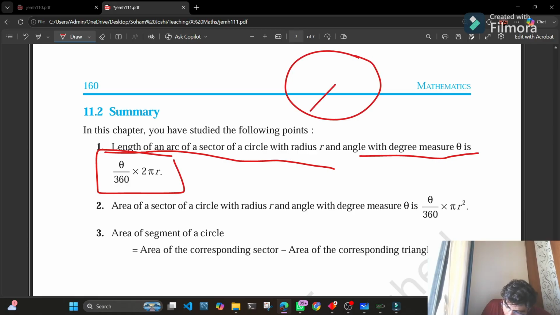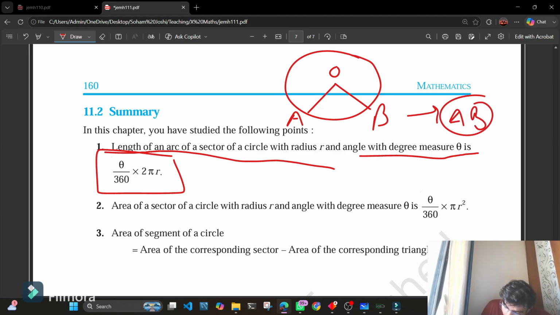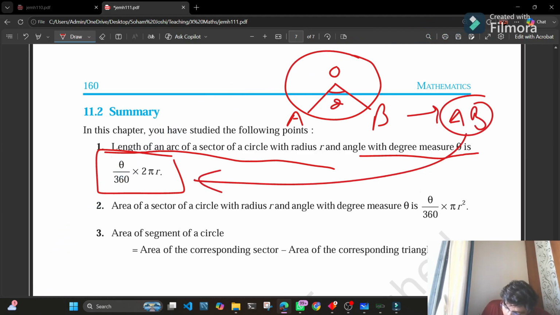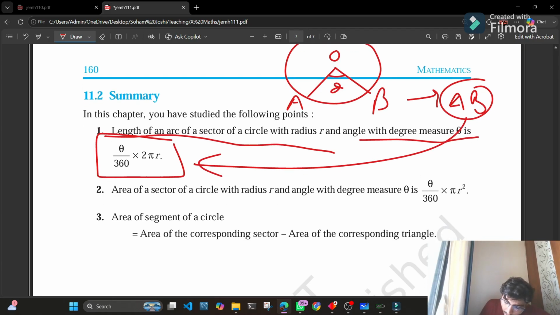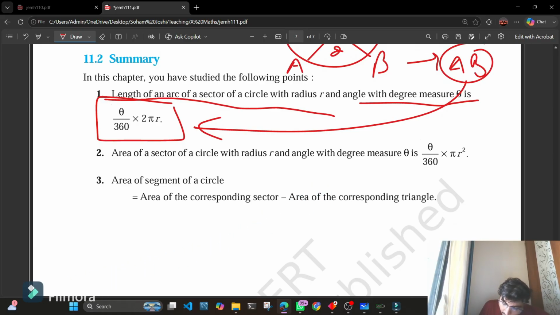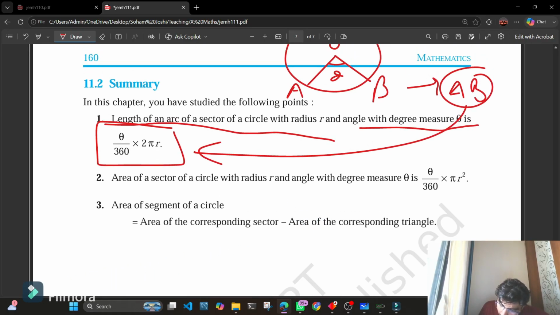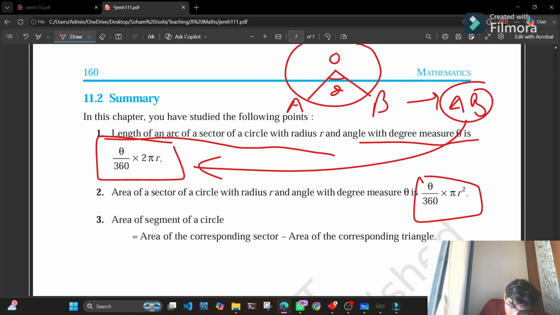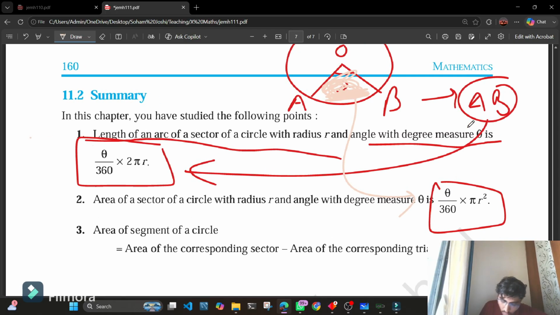Let us say OA, OB. So the length of AB is given by this formula. The angle over here is theta degrees. Okay. And OA and OB are my radii. Now the second point was the area of a sector of a circle with radius r and angle with degree measure theta, which is theta upon 360 into pi r square. So the area that is enclosed over here is given by this formula, that is theta upon 360 into pi r square.